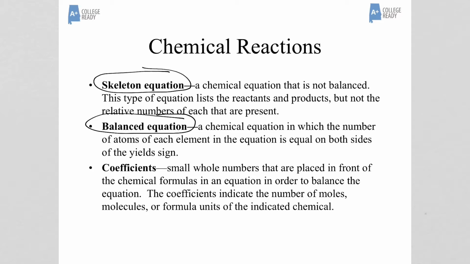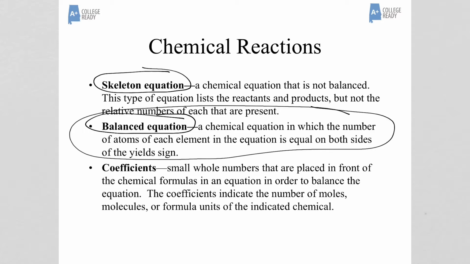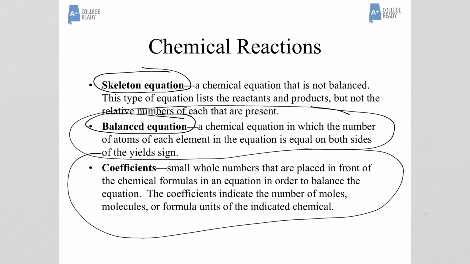If we have 2 oxygen atoms on the left side, we also have to have 2 oxygen atoms on the right-hand side of that yield sign. So that's true for a balanced equation. The number of atoms of each type of element is equal on both sides of that yield sign. We're going to balance the equation using coefficients.